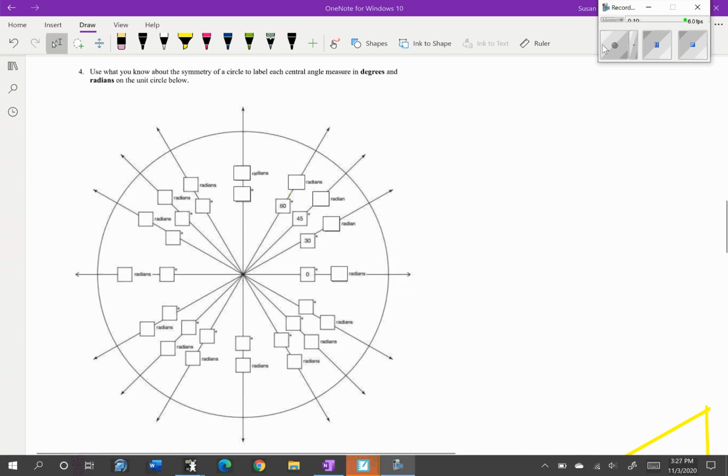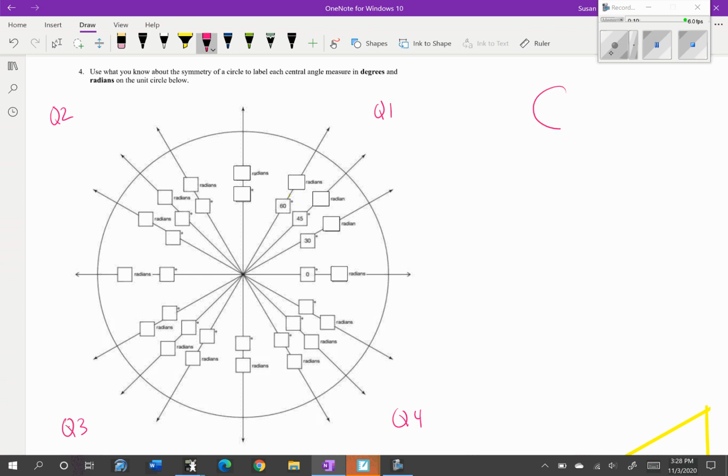So for question 4, it says use what you know about symmetry of a circle to label each central angle, measure in degrees and radians on the unit circle below. So for this, we know that if I were to go all the way around my circle, start here at 0, and we'll talk about why we start at the x-axis, but this is 0, and in order to get a positive angle measurement, you're always going to go counterclockwise, because remember this is quadrant 1, quadrant 2, quadrant 3, and quadrant 4. So because we follow the quadrants for positive angle measurements, that's why you see it starts here at 0 and then 30, 45, 60.